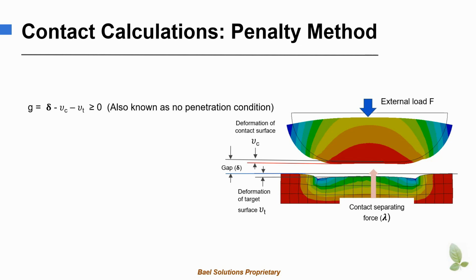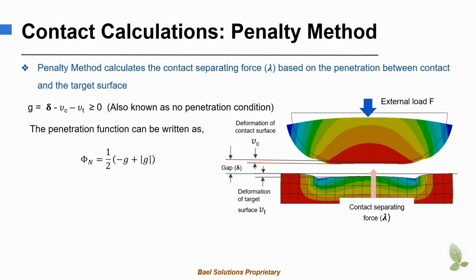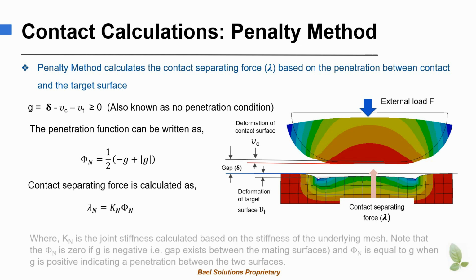Penalty method introduces a penalty function phi n to the contact pair. The penalty function can be defined as phi n equal to (minus G plus modulus of G) divided by 2. The contact separating force is calculated as lambda n equal to Kn multiplied by phi n, where Kn is the contact stiffness.